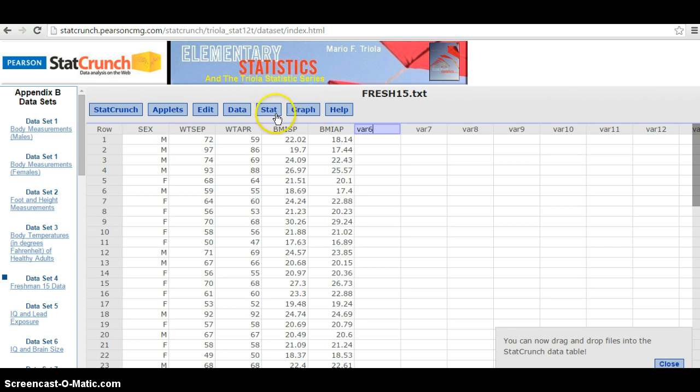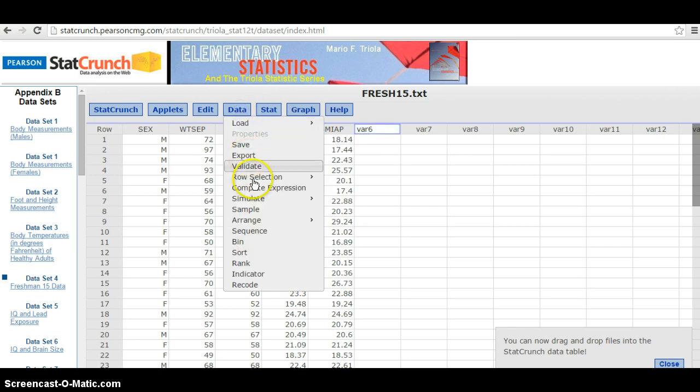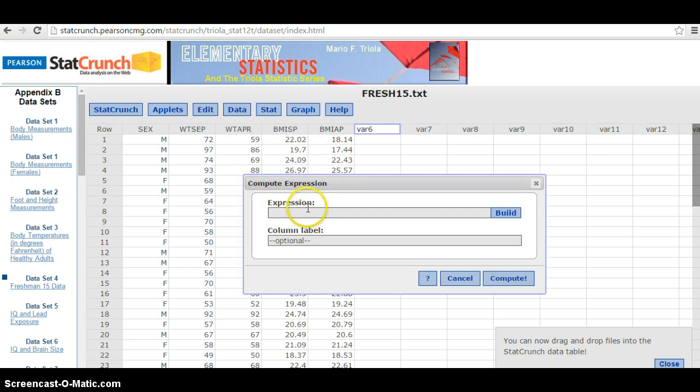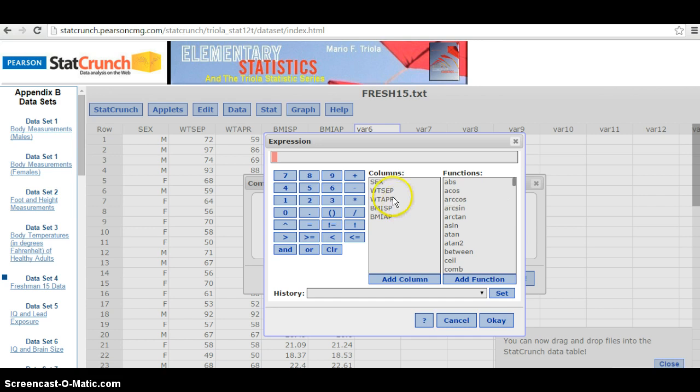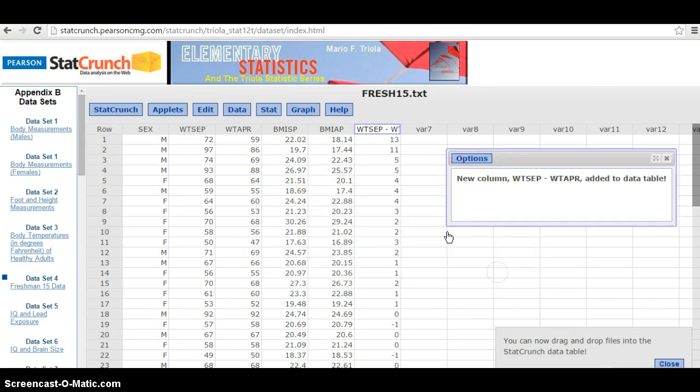I'm going to get Statcrunch to actually compute the differences for me, and then I will know if a person gained weight by just looking at the number that's in this column. So what I'm going to do is just subtract the two numbers, the weight in September from the weight in April. So I'm going to build an expression to do that. So I'll just do weight in September minus the weight in April. And then it's going to store those values in that variable 6 column. So I'll hit enter here and compute, and you'll see all of these different values.